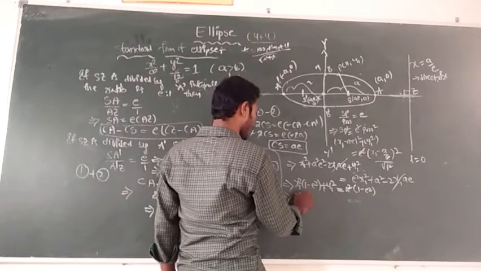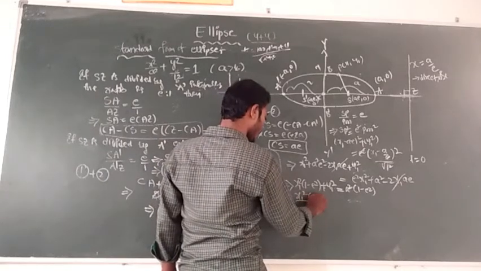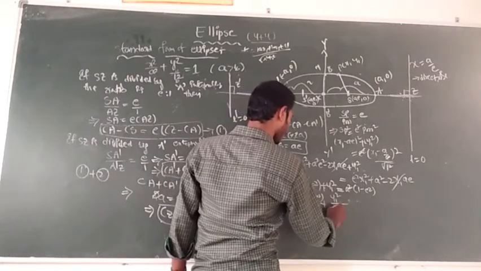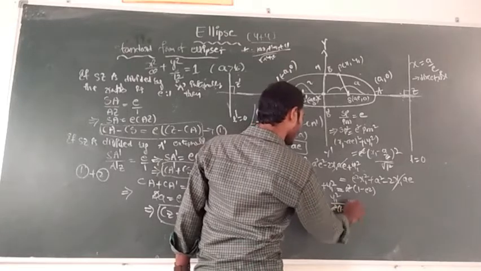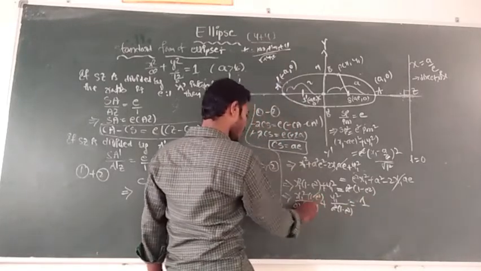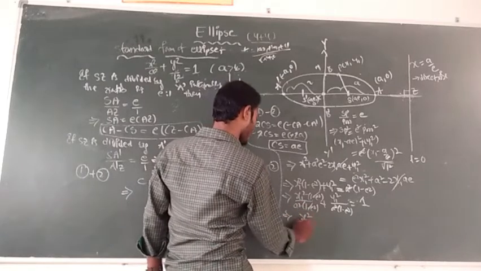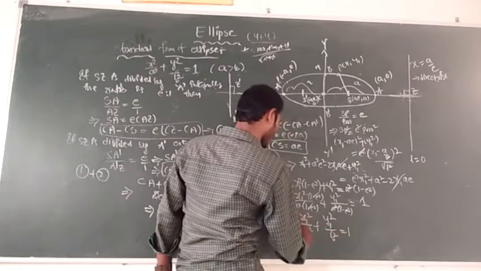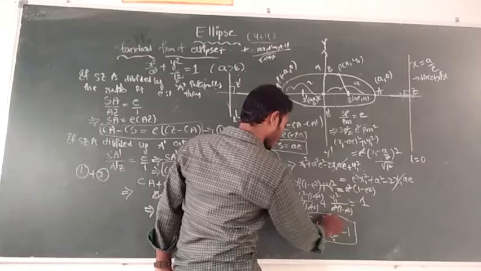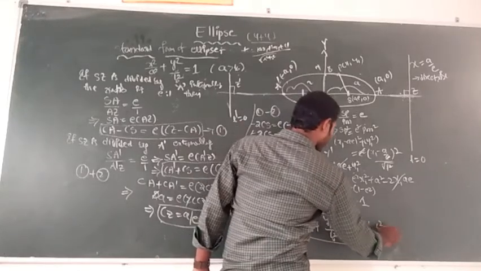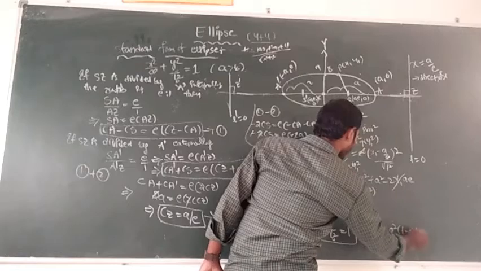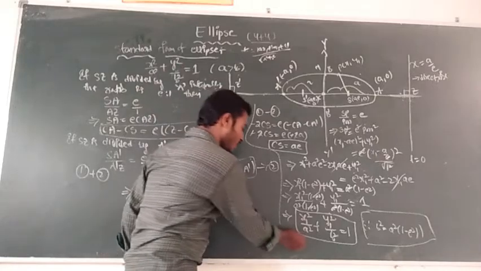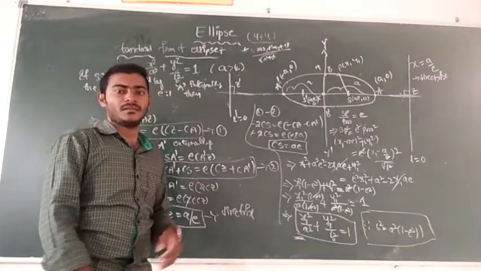So that we get x1 square by a square into 1 minus e square plus y1 square by a square into 1 minus e square, and the right side is 1. Here x1 square by a square and y1 square by b square is equal to 1, where b square equal to a square into 1 minus e square. Which is the standard form of an ellipse.